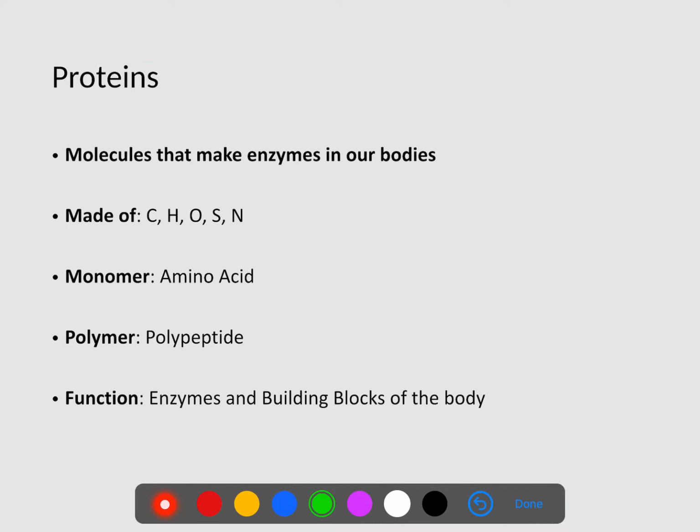So proteins are molecules that make up enzymes in our body. Again, now proteins are made of stuff that's a little different. They're made of carbon, hydrogen, oxygen, sulfur, and nitrogen. So the sulfur and the nitrogen are the ones that are different so far from our carbohydrates and lipids. Now the monomer of the protein is the amino acid. The polymer is the polypeptide. So enzymes and the building blocks of our body are the very important things proteins do. Remember, enzymes allow life to exist, but proteins also allow our bodies support.